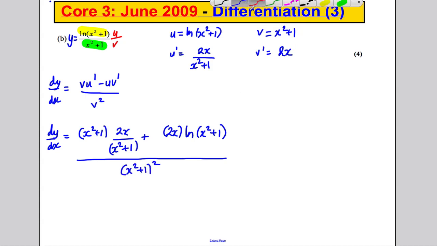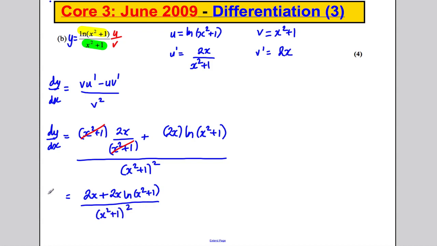Now, handily, that would cancel with that in a multiplication. So the top would simplify somewhat and would just be 2x plus 2x ln x squared plus 1, all divided by x squared plus 1, all squared. And there is your dy by dx.